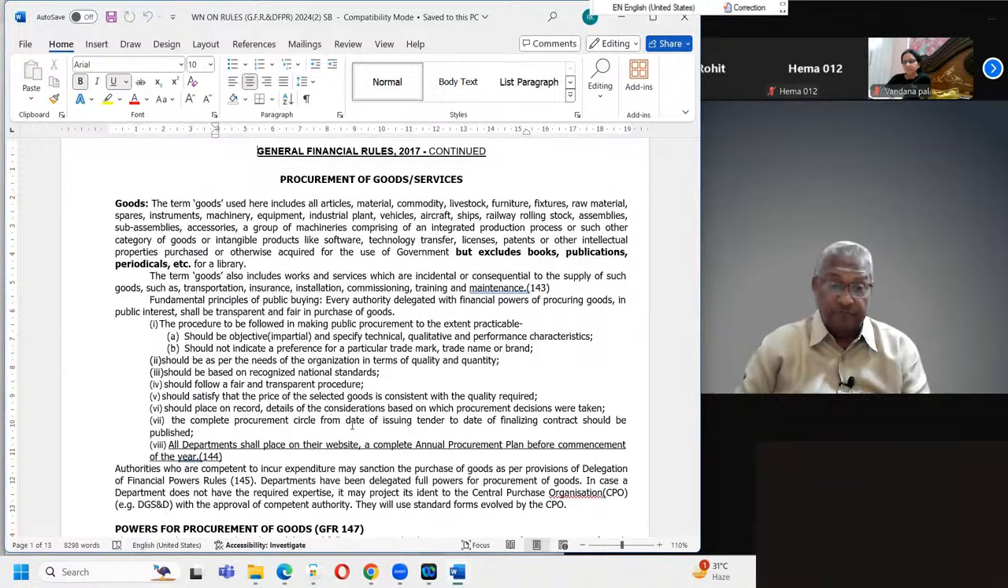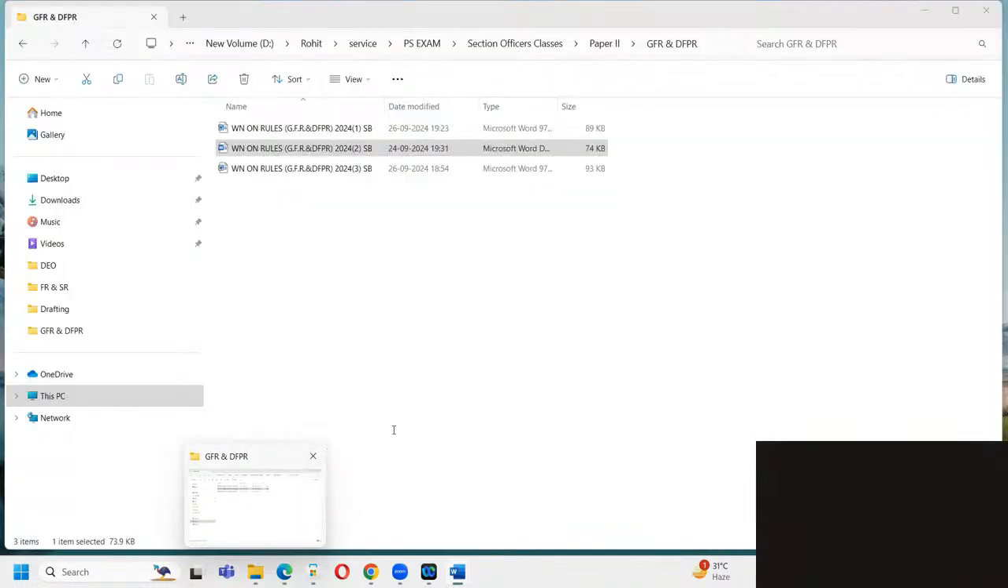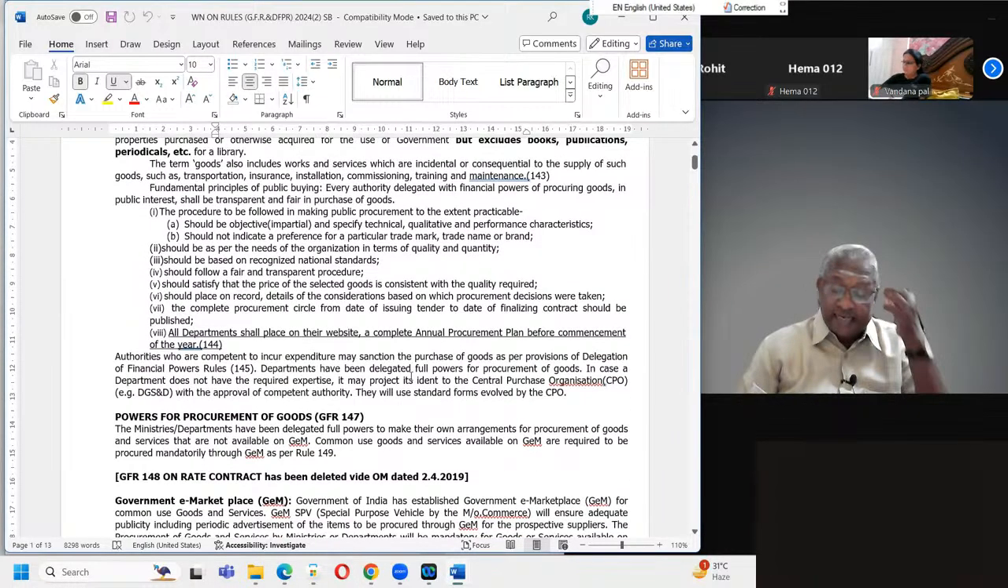If it is to be operated and I am behaving like a doctor and it is only a patient, then impartial, that is to be treated as. But it is my daughter's body that is there, I am going to operate upon that body, then हाथ कांपता है. So you are supposed to be very, very impartial in the government purchase. Should not indicate a preference to a particular trademark. मेरे को यही पसंद है, मैं यही खरीदूंगा, ऐसा नहीं होना चाहिए.